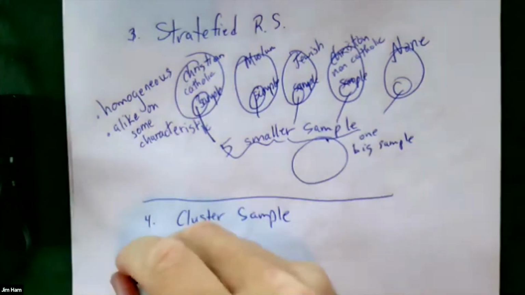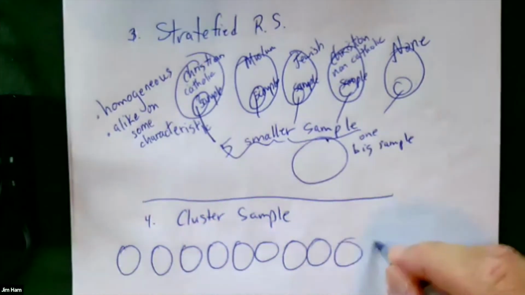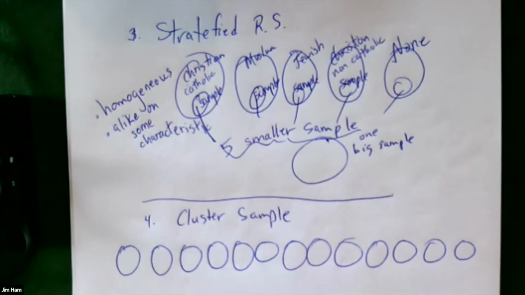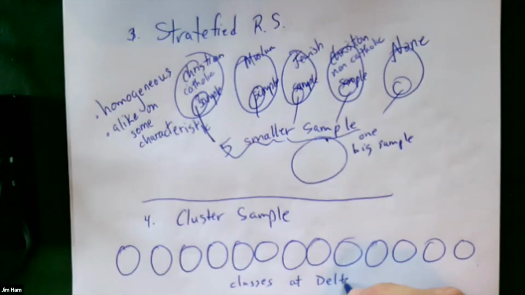And usually in this case, we have many, many groups. You can think of this in the restaurant example, that all of these little groups are individual restaurants. And so what we do here is we have all of these groups. The example I'll use would be individual classes at Delta. This is how we do the student survey every year at Delta.